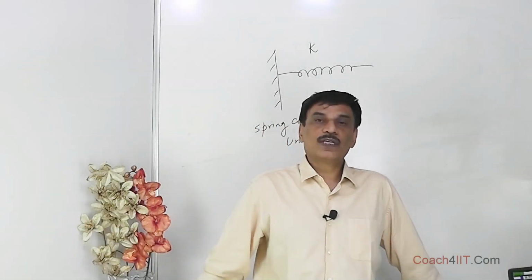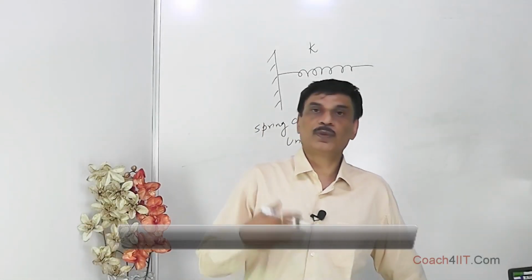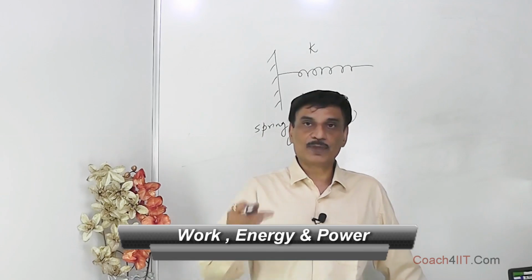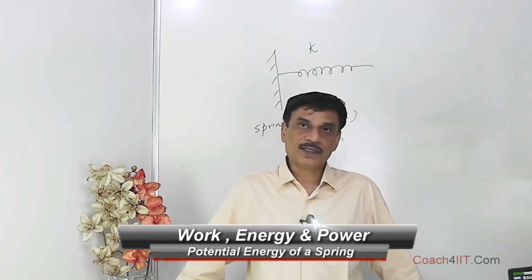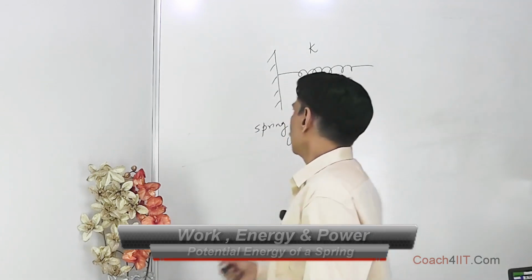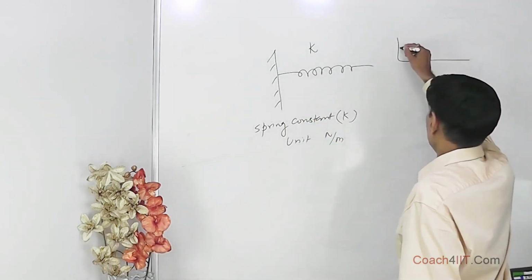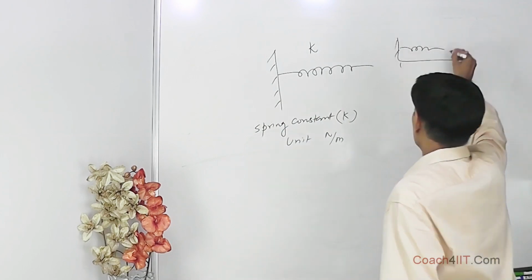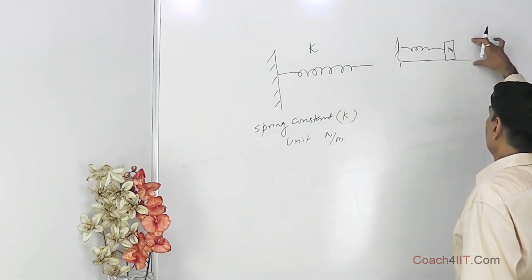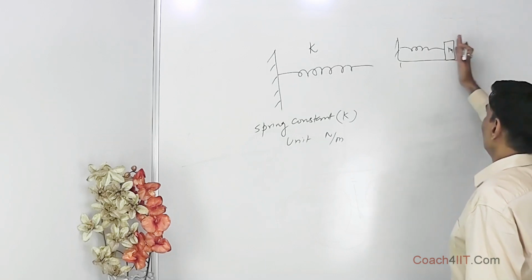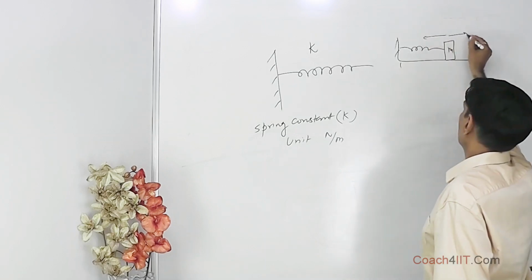A spring, that is, what is the potential energy? Or to be more precise, this is called elastic potential energy, which is stored in a spring. This spring, as we know, if we have taken a spring like this, all the surfaces are frictionless, and over here we have a mass. If we pull it like this and release it, then this will be oscillating within these limits.